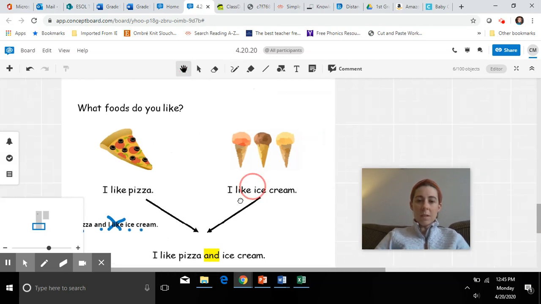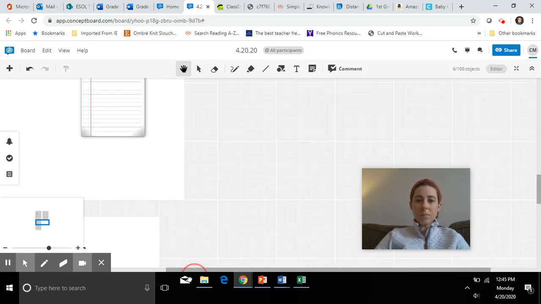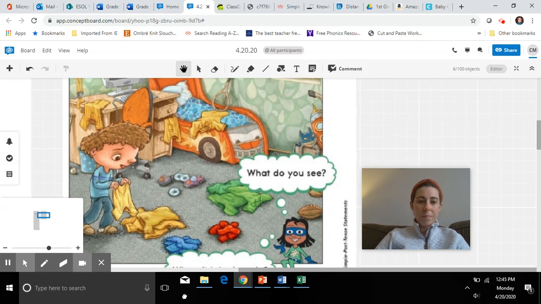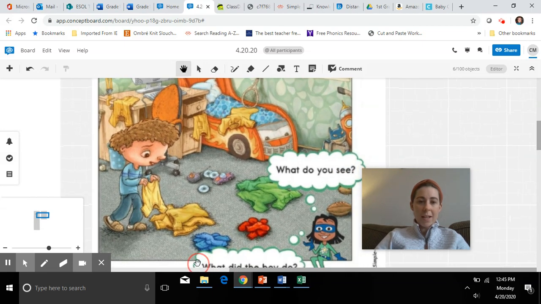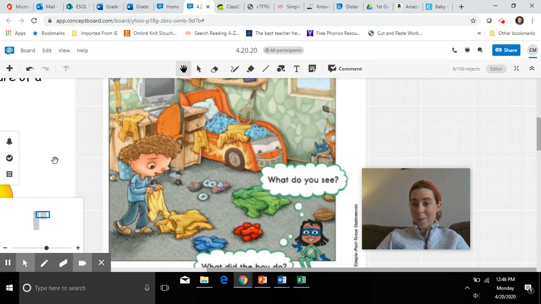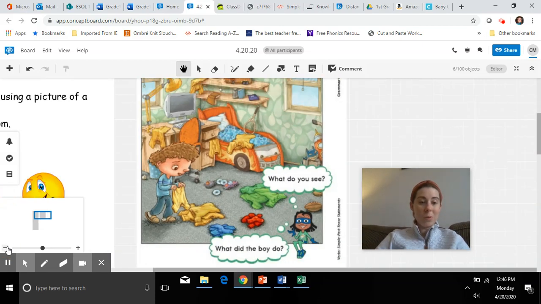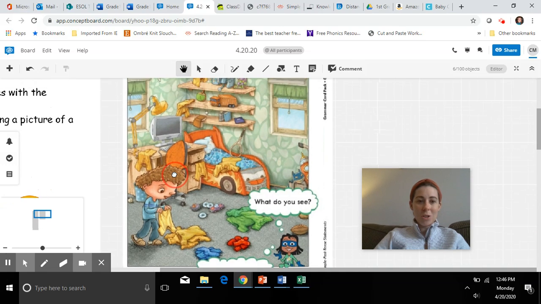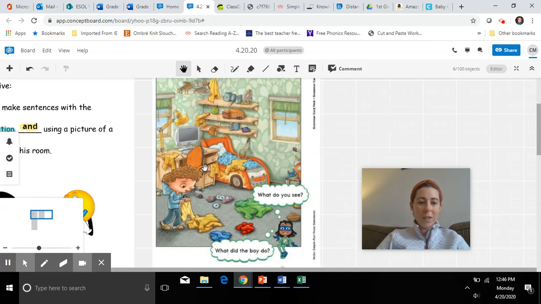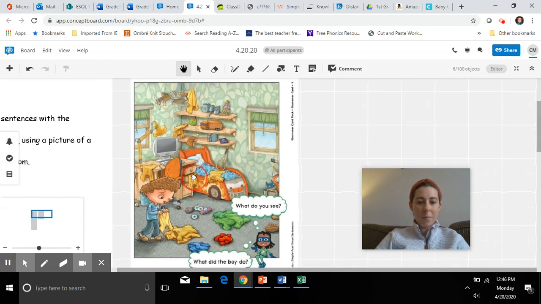Okay, we're going to do some examples. We're going to be looking at a picture here of a boy who has a very messy room. I'm sure none of you have messy rooms at home, do you? Yeah, I'm sure mom never has to ask you to clean up, huh? All right, let's take a look at this boy. He has many things in his room that he needs to clean up.